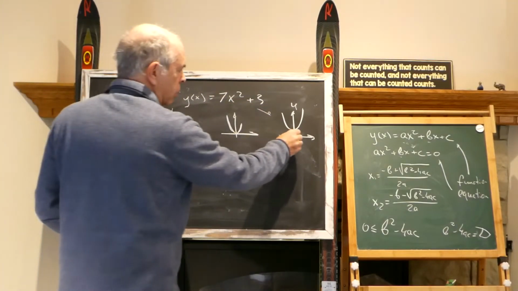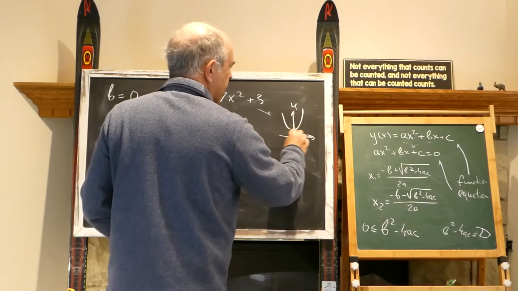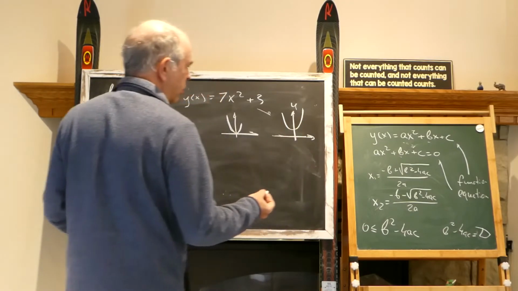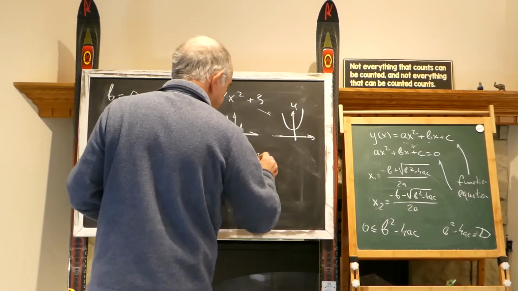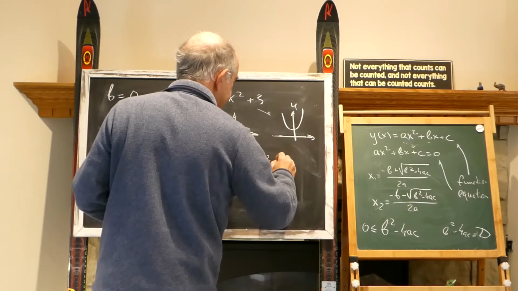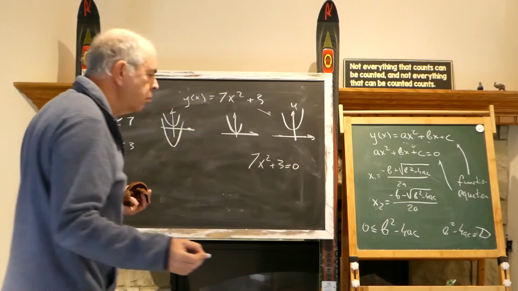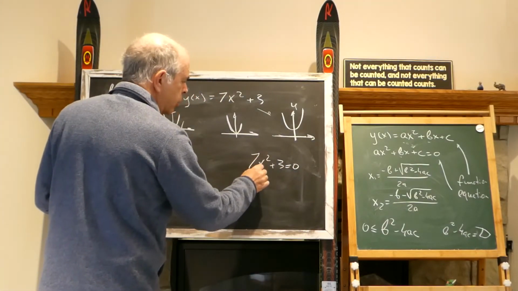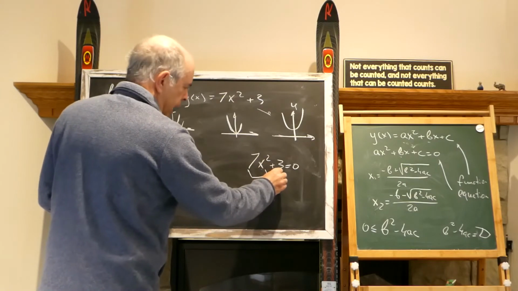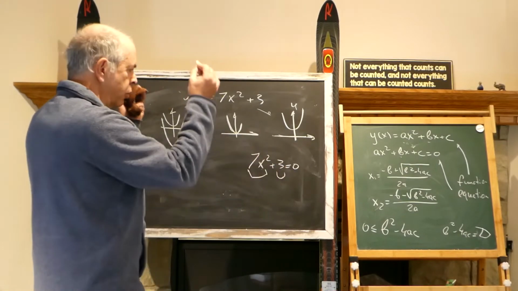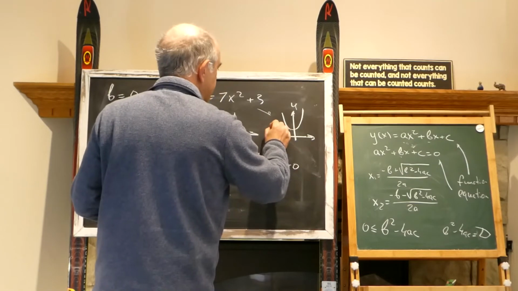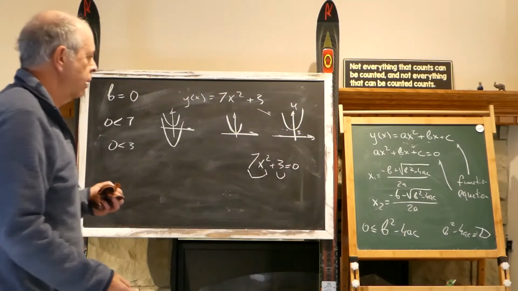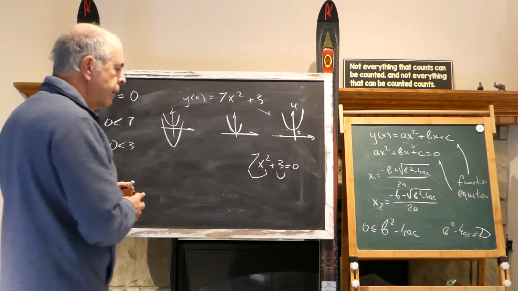Does this function cross the horizontal line? No, it does not. Accordingly, 7x squared plus 3 equals 0 has no solution. And obviously it does not, because no matter what x you take, this would be positive. And you add another positive, so it would be more than 3. This would be 3. So there is no solution for this. And this is kind of obvious, right?